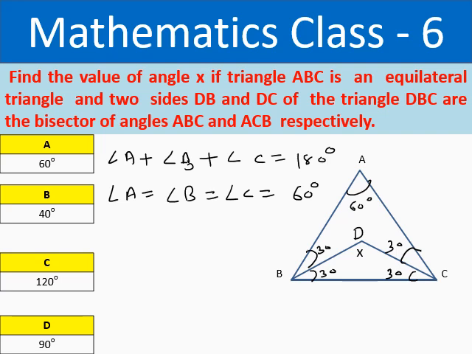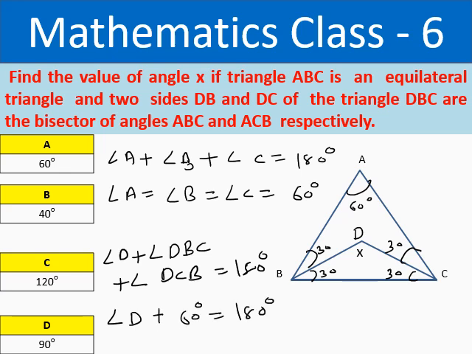So now if I consider angle D plus angle DBC plus angle DCB, then this will be again 180 degree. So angle DBC plus angle DCB is 60. So we can say angle D plus 60 degree is equal to 180 degree. We are adding this 2, so we are getting 60 degree. So now from this we can say angle D is equal to 180 minus 60 degree, which is giving us 120 degree. So option C is the correct option.